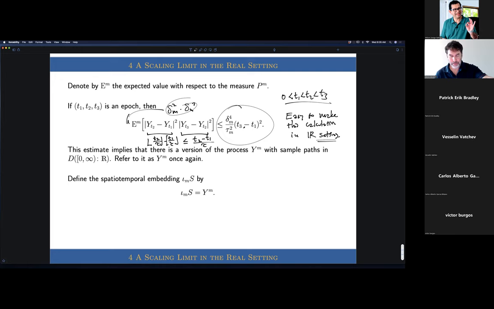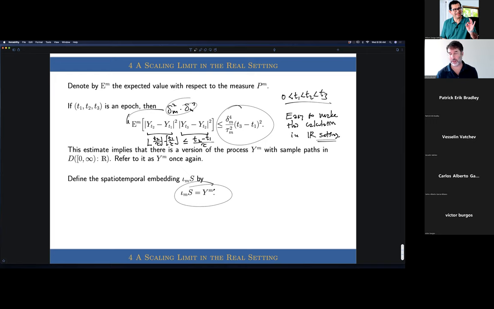And in this case, it's very easy to work with the moment estimates. It's not the case in the p-adics. It's much harder. So we define the spatial and temporal embedding like that. And that's the map we get. And then this, of course, becomes a process, the embedded process in the Skorohod space.